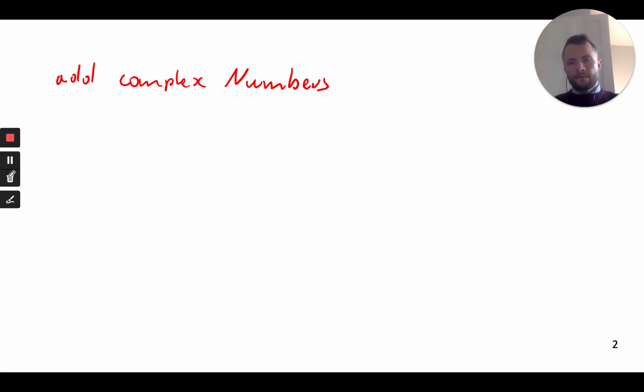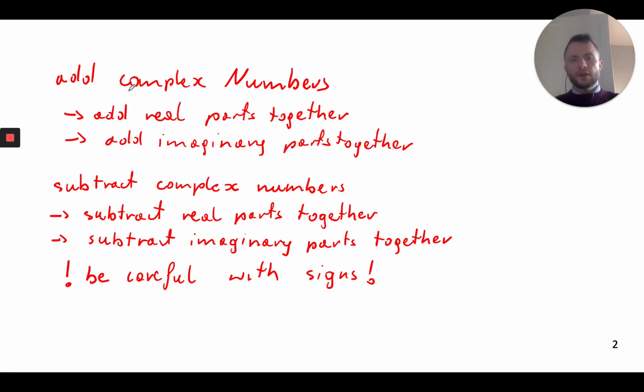So to add complex numbers, we add real parts together, and then we add imaginary parts together to form a resulting complex number. And to subtract complex numbers, simply we subtract real parts and imaginary parts separately. You have to be careful about the signs.